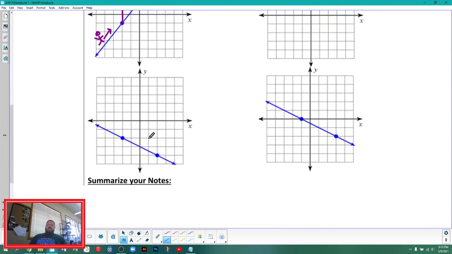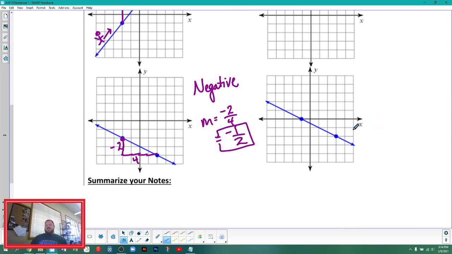The next one, it looks like I'm going downwards from left to right. So that's a negative slope. Negative. And if I start at the left, I have to go down 2 to get level with that next point. And then I'm going over 1, 2, 3, 4. So my slope is down 2 over 4. Well, that would reduce, so we could say it's down 1 over 2. We always want to reduce our slopes.